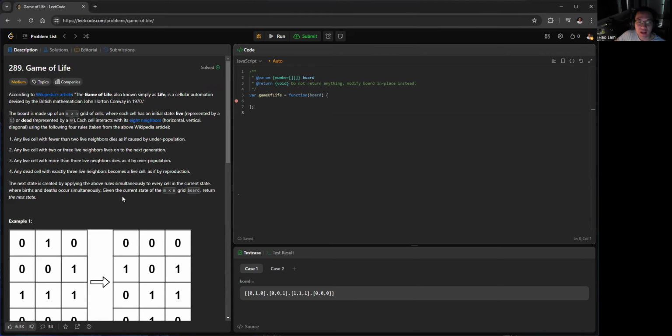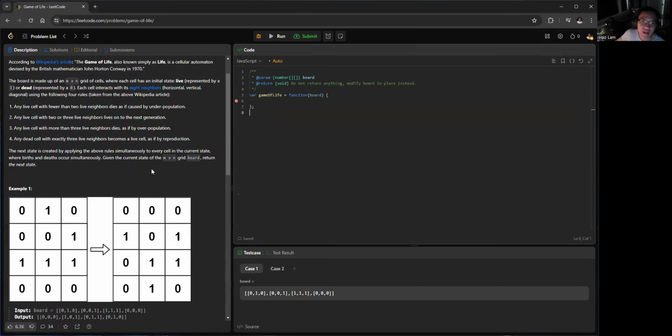So today we have the game of life. We just have a grid with 0 and 1. That's it. 0 is dead and 1 is life. We need to iterate over each cell and apply this rule. If a life cell has fewer than 2 neighbors, it dies because of underpopulation. If a cell has more than 3, it also dies because of overpopulation. If it has 2 or 3, it lives on.